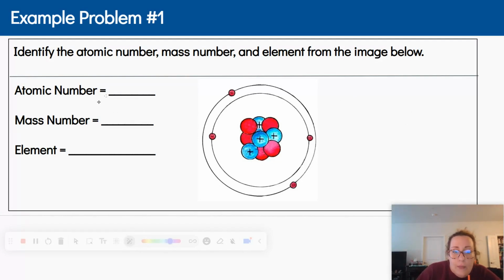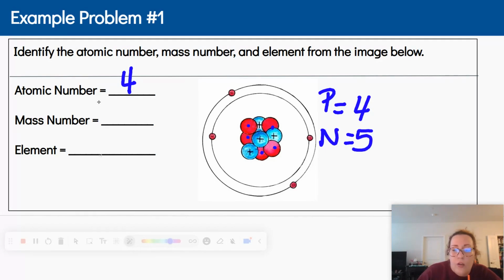So first up is atomic number. We know atomic number is a number of protons. And from this image, there are 1, 2, 3, 4 protons, the positive ones. So we're going to have an atomic number of 4. Our mass number is protons plus neutrons. We have 4 protons already. And if we count the neutrons, 1, 2, 3, 4, 5, 4 plus 5 equals 9.